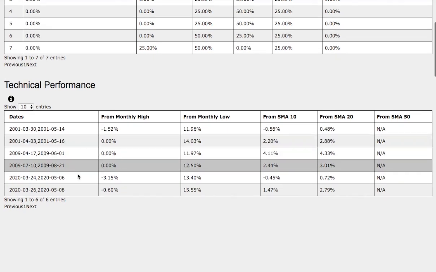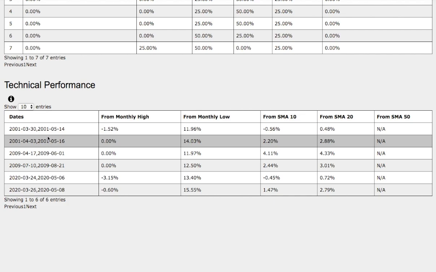The current trend that we're in is right here. We're only down 60 basis points from monthly high, up 15% from monthly low, up 1.5% from the 10 simple moving average, and up 2.8% from the 20 simple moving average. And we don't have the 50 simple moving average because we're only analyzing a 30-day trend distance.